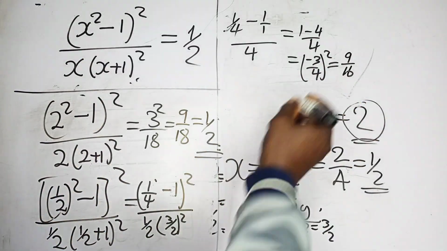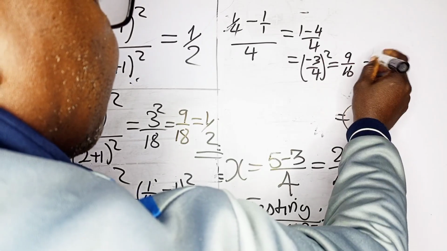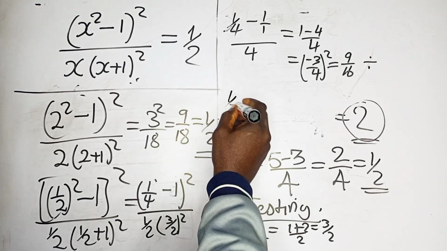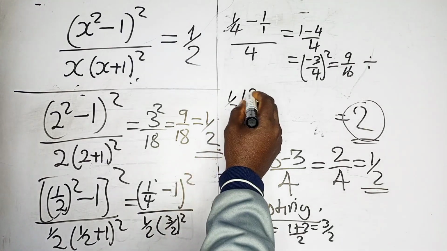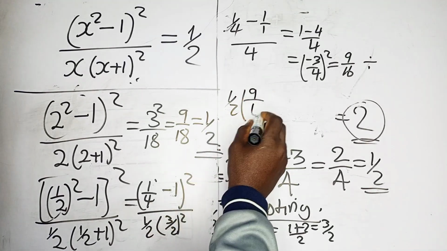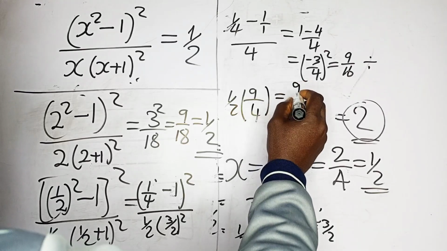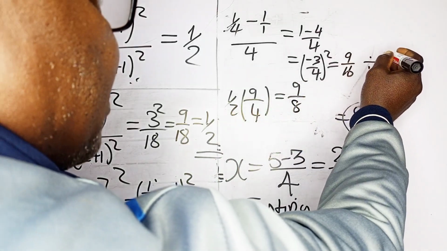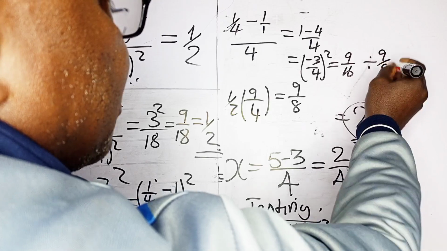All right, 9 all over 16 divided by, we'll now evaluate this one under. This one under, we'll have a half into 3 squared is 9, 2 squared is 4. So that gives us 9 all over 2 multiplied to 4, 8. So 9 all over 16 divided by 9 all over 8.